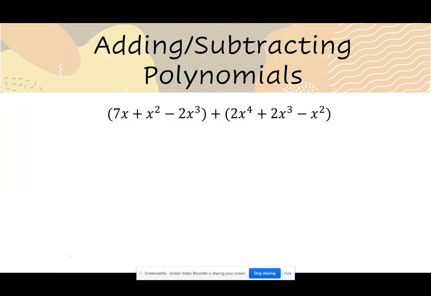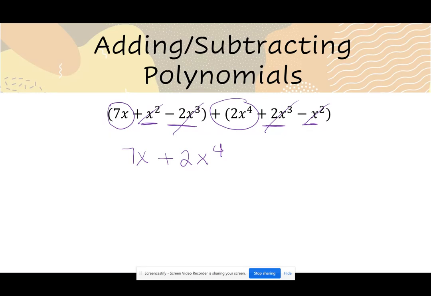Adding right here, we're just combining like terms. If we have 7x, I'm going to look for another term with just an x and no exponent. I don't see any, so I'm just going to copy down 7x. We have x squared here, and I see -x squared here. So x squared minus x squared is actually just 0. It goes away. You don't even have to write it. We have -2x cubed plus 2x cubed, also 0. And then just positive 2x to the 4th.